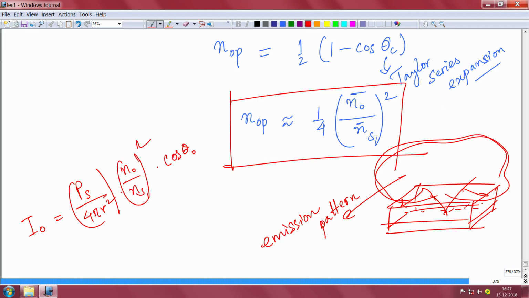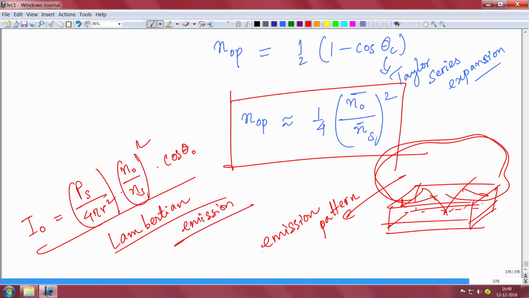In a way you can say that this is the emission pattern, and the typical emission pattern is called a Lambertian emission pattern, okay. This is the pattern of emission of light from a planar LED. Now this is a huge loss, by the way. The efficiency that you are getting has a huge loss because of total internal reflection, and most of the LEDs are planar.